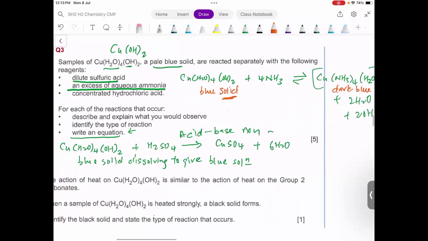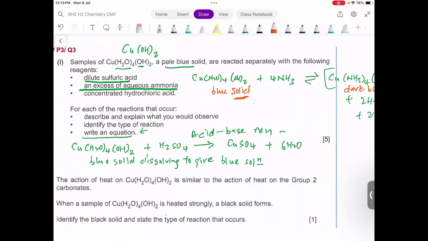Okay. Then how about the last bullet? What do you think will happen? The last bullet is the most complicated one. Because there's H plus, there's also Cl minus. So what do you think will happen first?